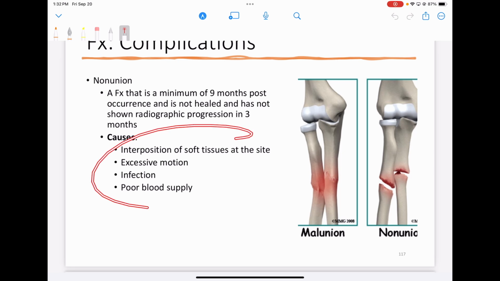What are some causes? Soft tissue got into the site. Once soft tissue gets in that area, the bone won't fuse back together because tissue got in the way. That's one reason you can have a non-union or a malunion. Excessive motion, that's again why we cast you. We splint you so you don't move that joint so that the bones can stay in line and they can heal. Infection or poor blood supply. Again, you need blood to heal.